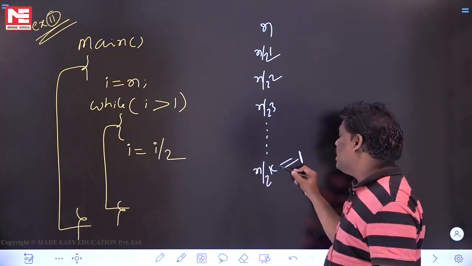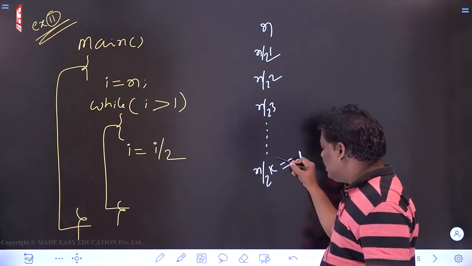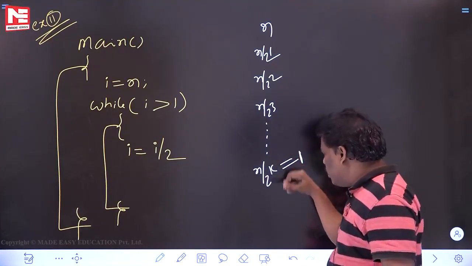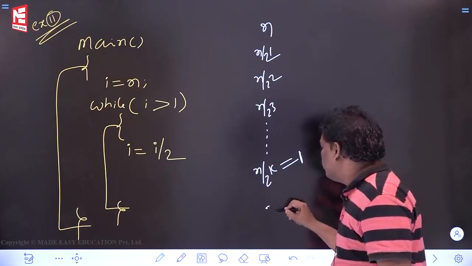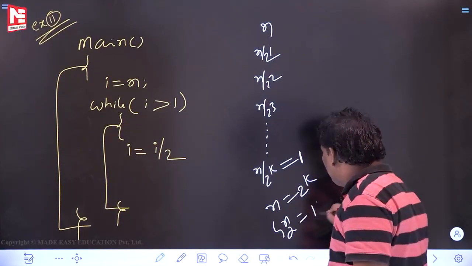After dividing n by 2, k times, n by 2 power k, I have 1. That is the reason I stop. If it is not 1, I will keep on dividing. 1 came, I stopped. Now can you help me? What is the answer? N is equal to 2 power k. Finally, log n base 2 is equal to k.